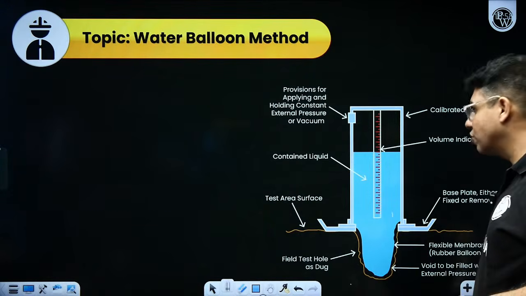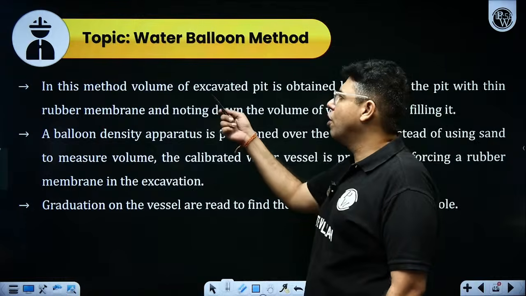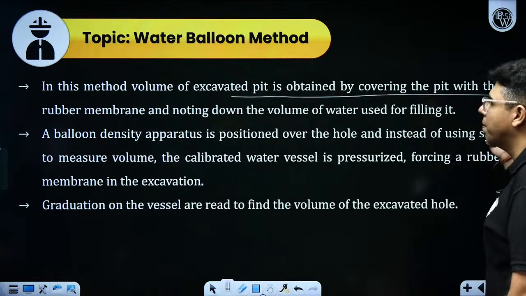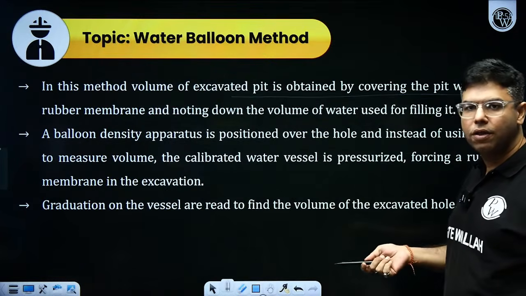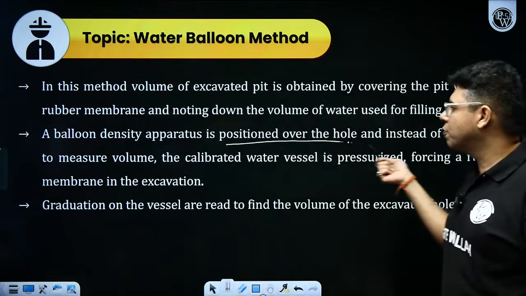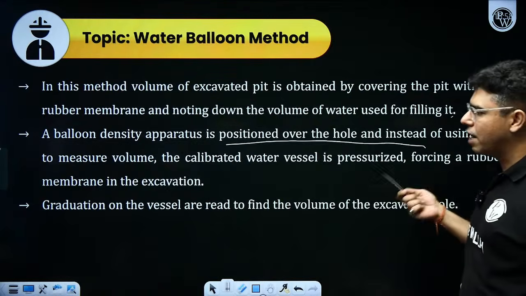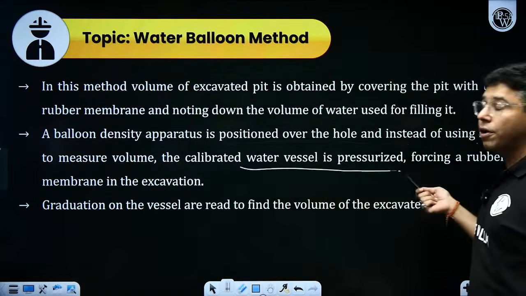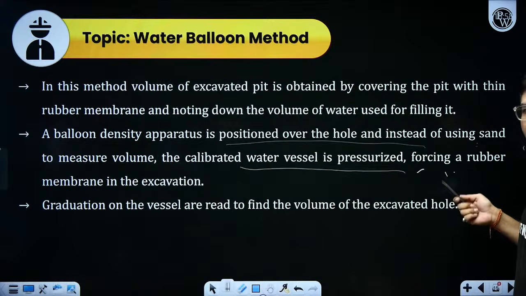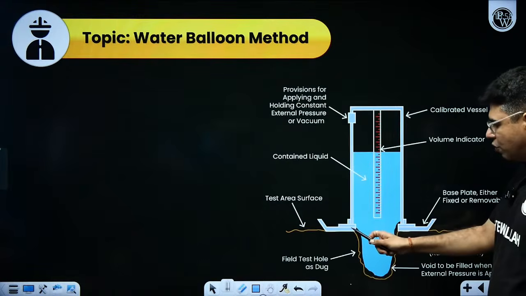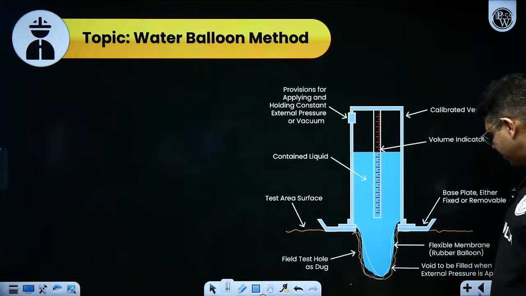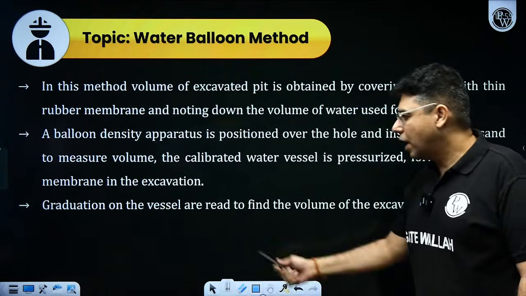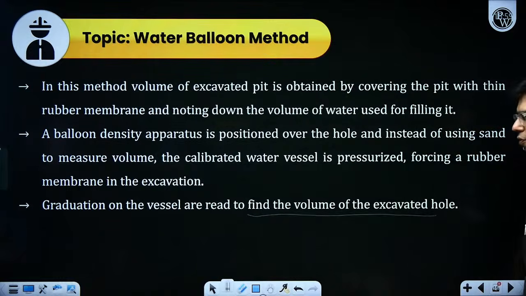Very simple, it is all written here. In this method, the volume of the excavated pit is obtained by covering the pit with a thin rubber membrane and noting down the volume of water used for filling it. A balloon density apparatus is positioned over the hole, and instead of using sand to measure the volume, the calibrated vessel is pressurized, forcing a rubber membrane into the excavation. This rubber membrane will take the shape of the pit. Graduations of the vessel are read to find the volume of the excavated hole.